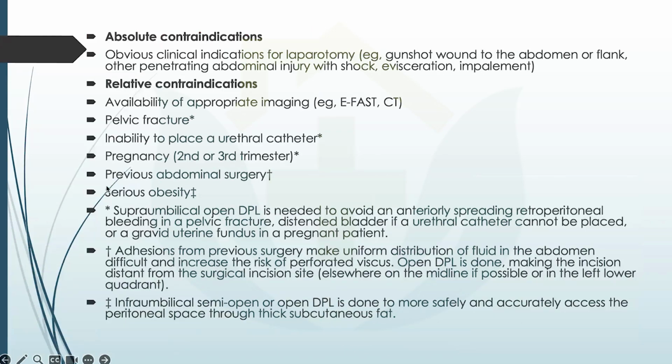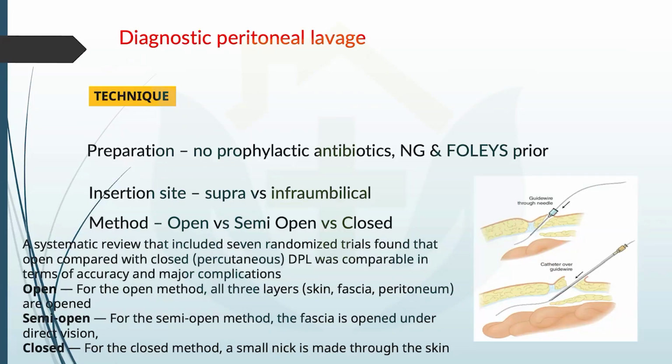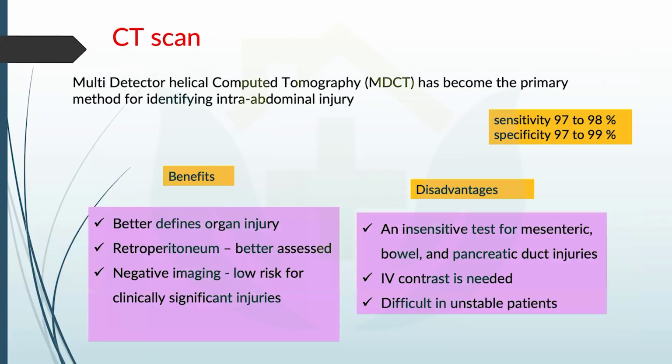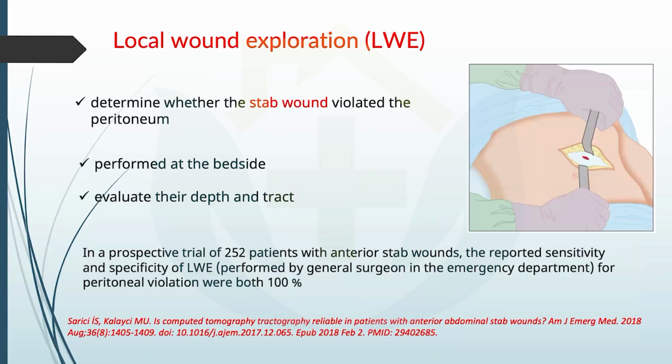And then pregnancy, full bladder, unable to put a urethral catheter. If your bladder is full, you cannot do a DPL. So these are the relative contraindications of DPL. CT scan, just now I said, is the best modality as I say.